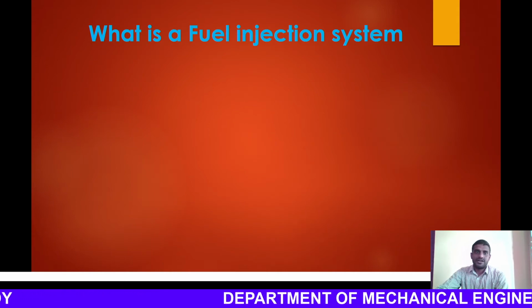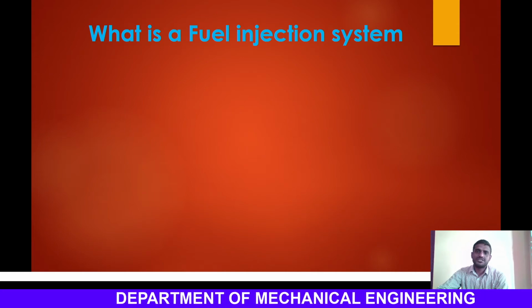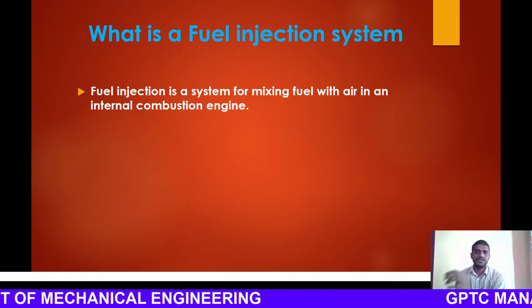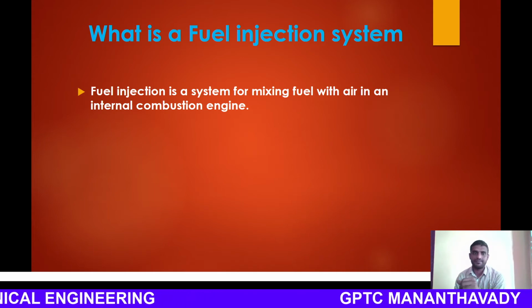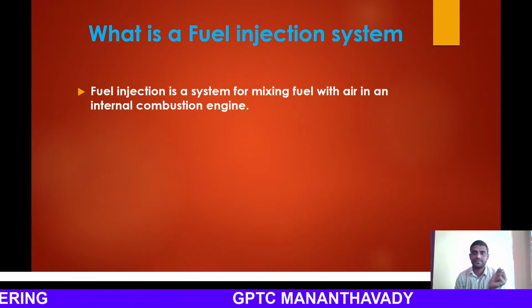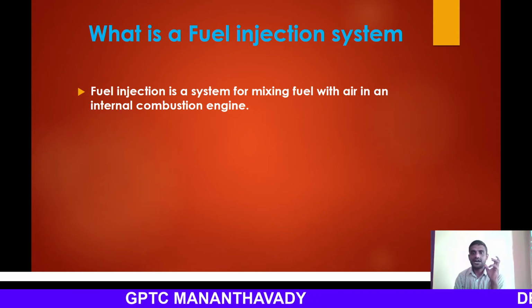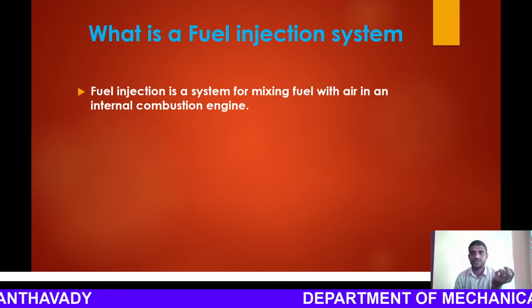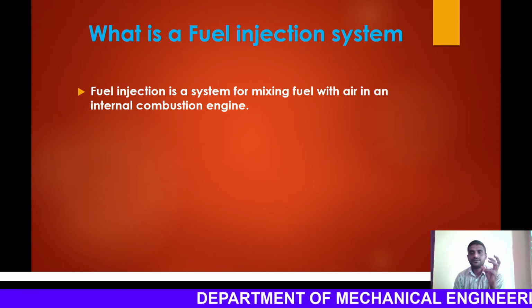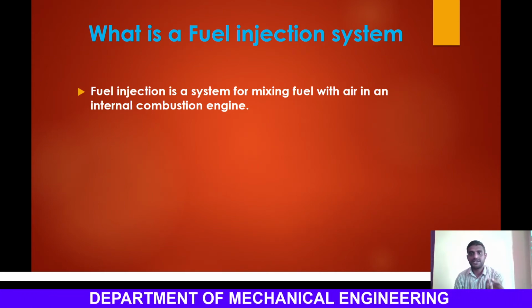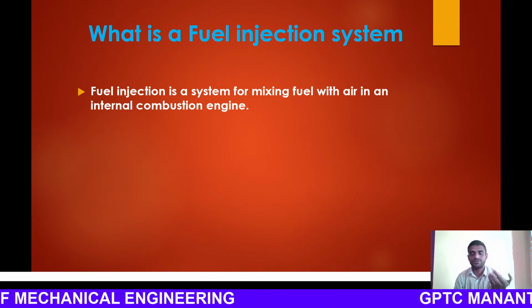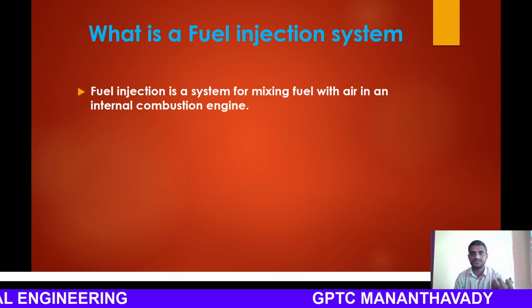And now we are discussing what you mean by fuel injection systems. The fuel injection system is mainly used for mixing the fuel with air in an internal combustion engine. As we know, a charge, or the air-fuel mixture, is required for combustion. The fuel is burned and the chemical energy is generated, and this is used to drive the vehicle, or the power output, work output, is produced.